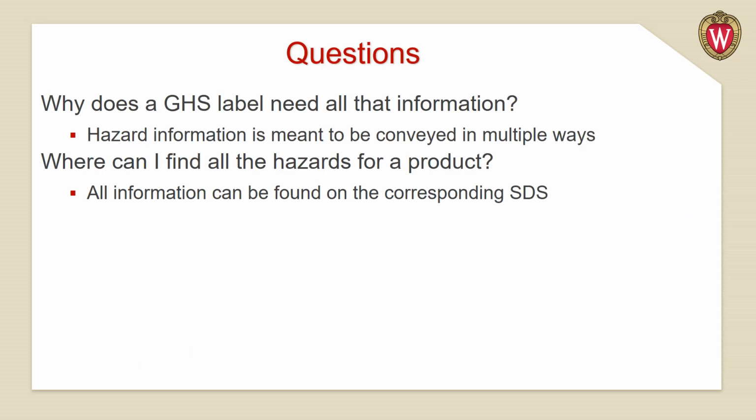Here are some potential questions you may be asking. Why does a GHS label need all that information? Isn't it kind of repetitive? Yes, and it's meant to be. Hazard information is meant to be conveyed in multiple ways for quick and error-free use. Another question could be, where can I find all the hazards for a product? Well, all the hazards associated with a product can be found in the corresponding SDS.